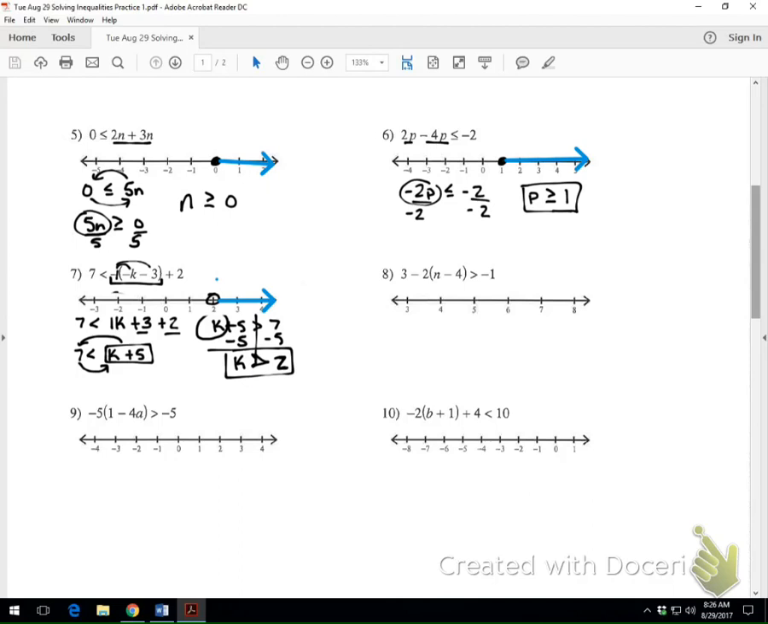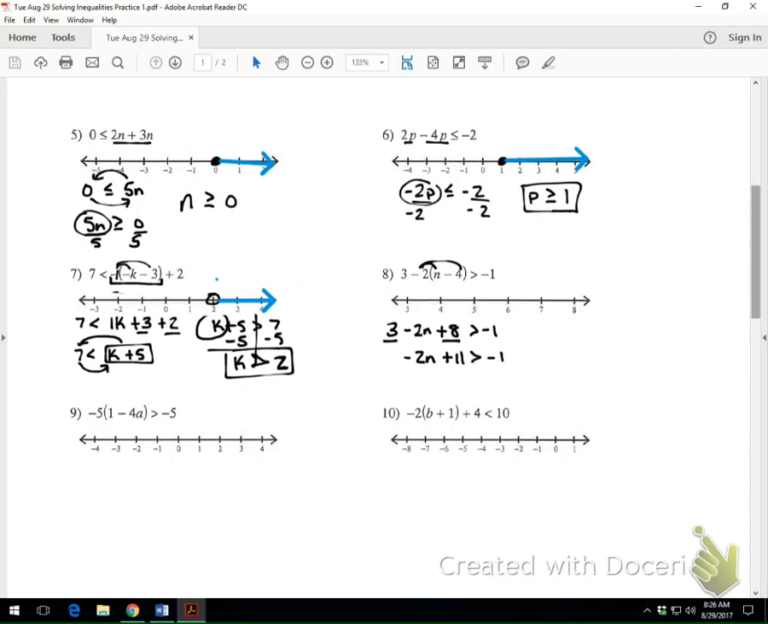Okay, number 8. I'm going to bring this 3 down, so I'm not going to worry about it yet. Negative 2 times n, negative 2n. Negative 2 times negative 4, positive 8, and then you got greater than negative 1, right? So I can combine this 3 plus 8. What's 3 plus 8? 11. So I have negative 2n plus 11 is greater than negative 1.